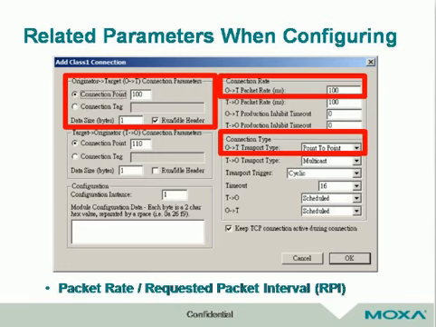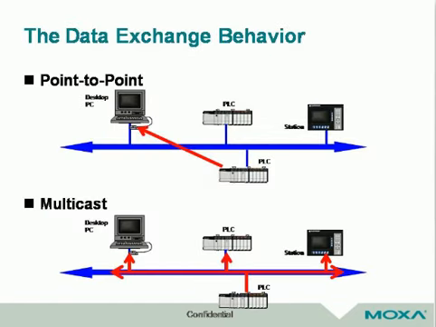The last thing is the connection type. There are two types, point-to-point or multicast. Let me explain it in the next slide. Just like the name says, the point-to-point is only between one EtherNetIP scanner and one adapter. When the adapter has data to update to the scanner, it will directly send the data to it. It won't wait for a request.